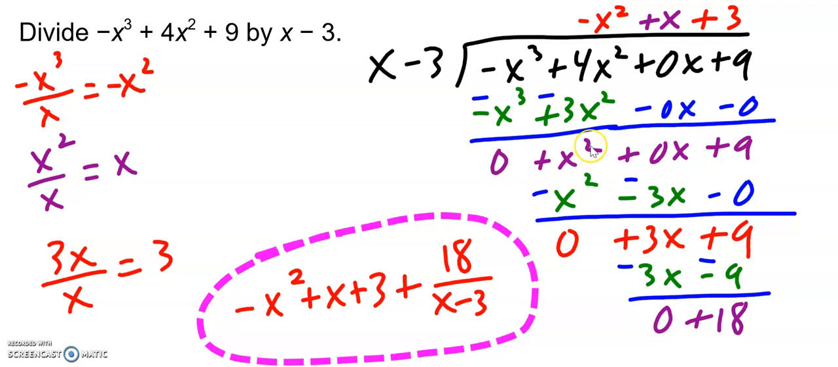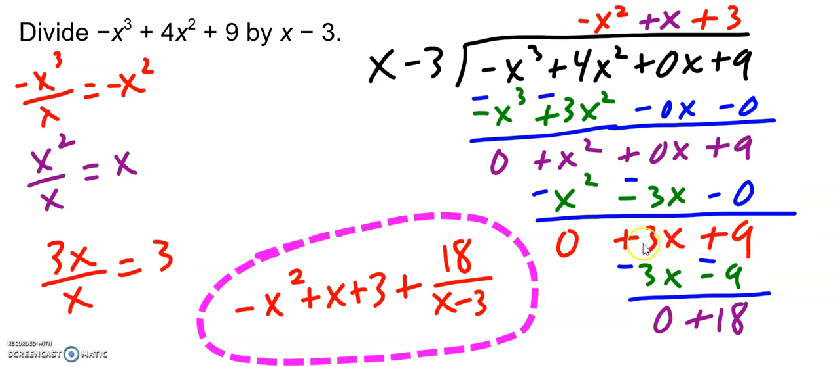Let's repeat. Take the x squared here in purple. Divide it by the x here. x squared divided by x is x. So I write that up here in purple. Now I'm going to multiply in green. So x times x is x squared in green. x times negative 3 is negative 3x in green. Now I'm going to subtract in the blue. x squared minus x squared is 0. 0x minus negative 3x is positive 3x. 9 minus 0 is 9.